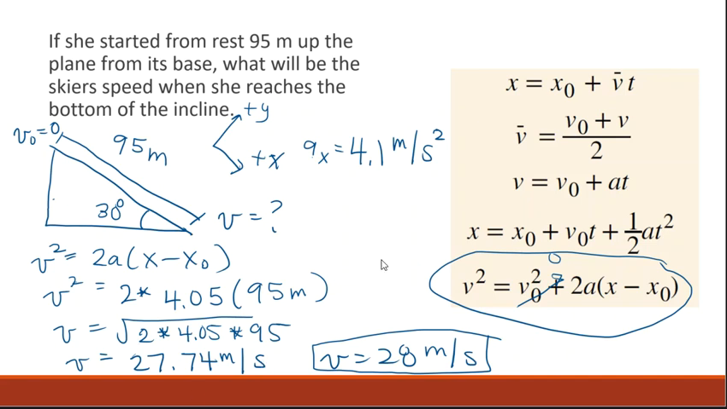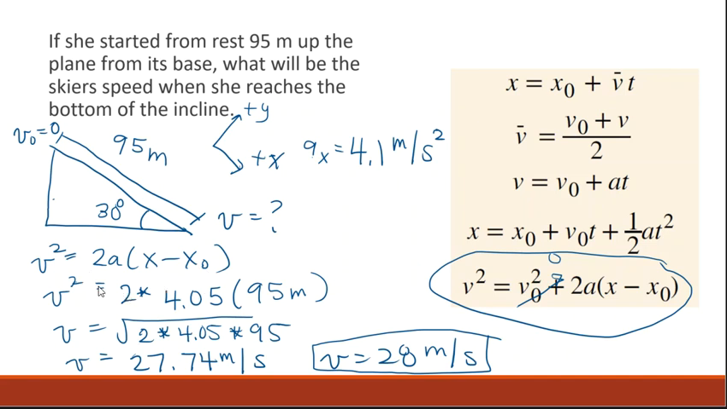So we know also it's from rest, so v naught equals 0. So we have v naught equals 0, we have acceleration, we have distance. Do we have all that we need to find final velocity? Yes, we have distance here, we have acceleration, we have v naught, so we can find final velocity. Okay, so plug it in. v squared equals 2a times the distance.